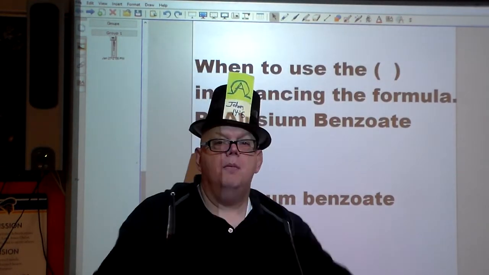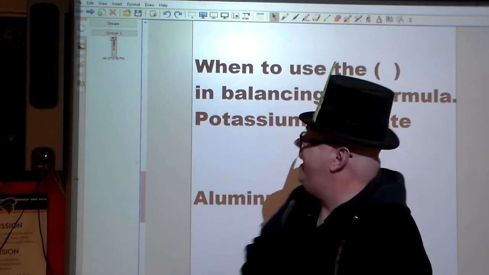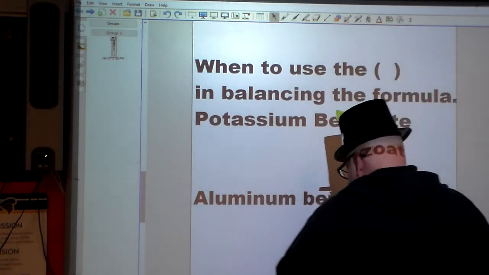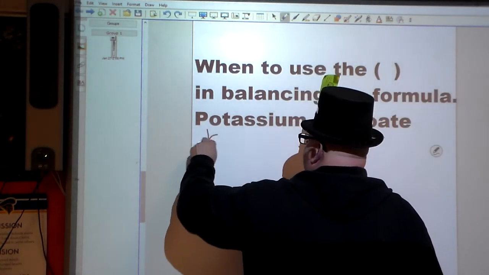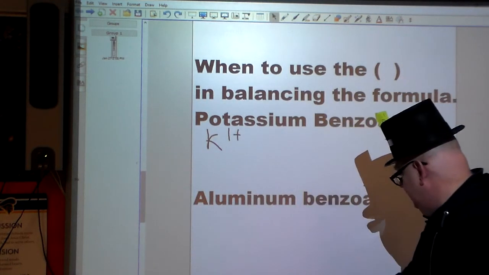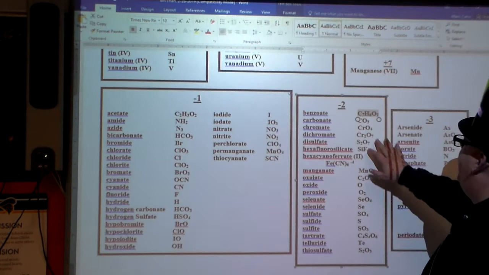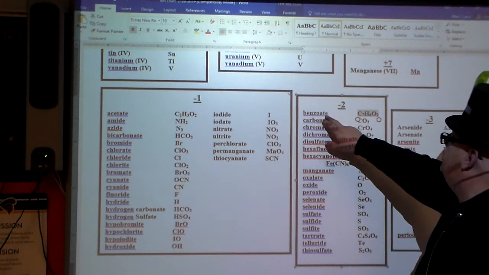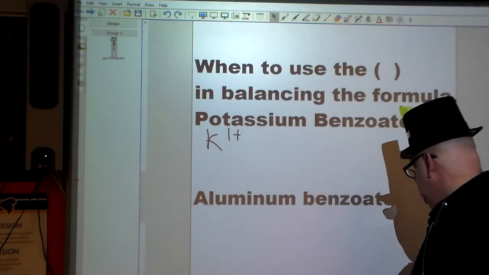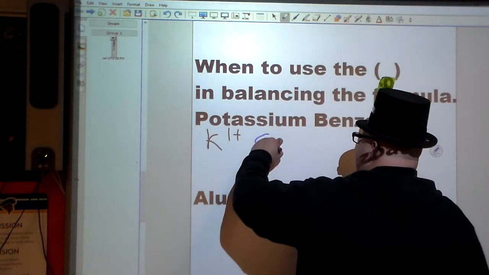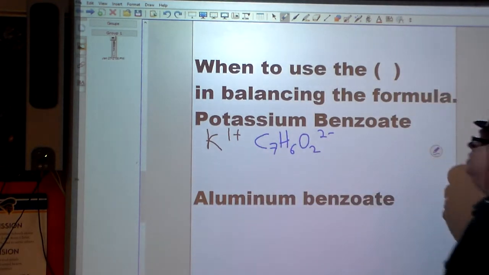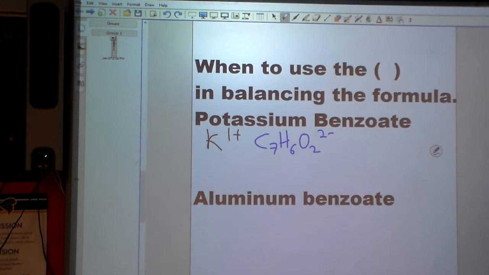When do we use the parentheses? Okay? In balancing the formula. So let's look at potassium benzoate. What do I know about potassium? It's a K with a +1. What do I know about benzoate? I've got to look for it. And, oh, look, it's right here. Benzoate, C7H6O2 with a -2 charge. So this is the potassium benzoate.